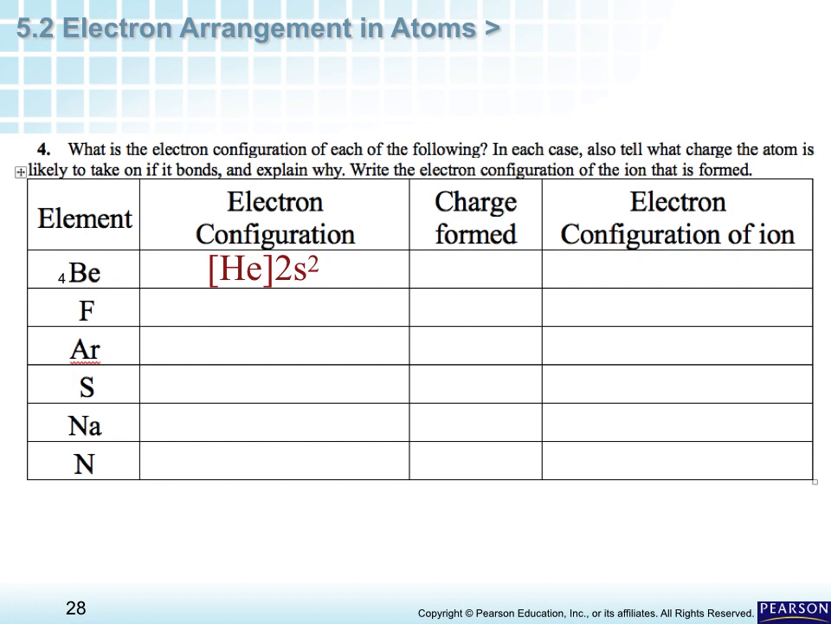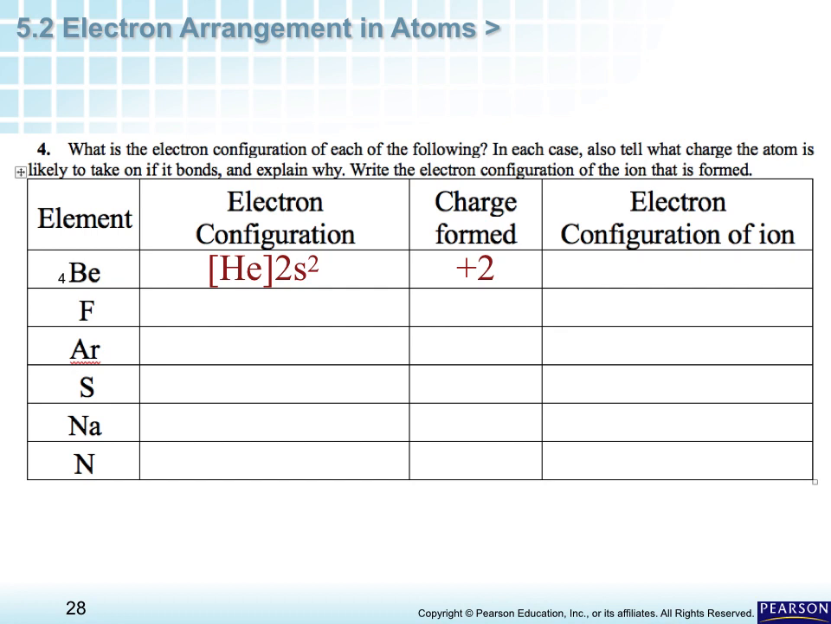Now the charge. Beryllium is on the left side, so it is a metal. Anything that ends in S or D, or F, is definitely going to be a metal. The only ones that will possibly be nonmetals are in the P sublevel. So since it's an S2, I know I'm going to get to my nearest noble gas. My nearest noble gas to 4 is 2, which is helium. So I'm going to lose those 2 because 4 minus 2 is 2.